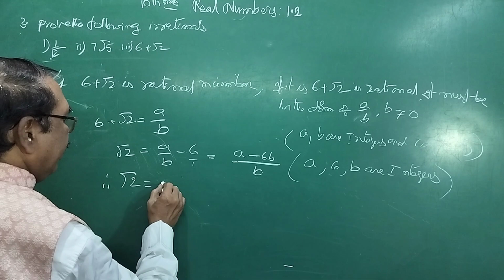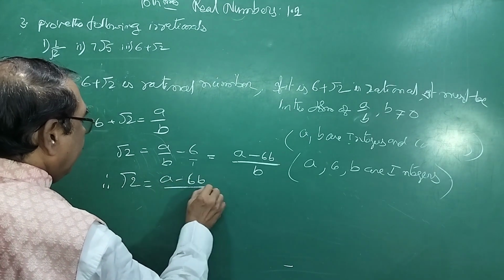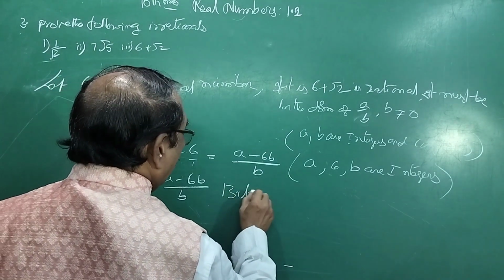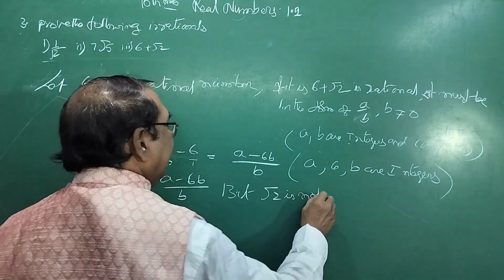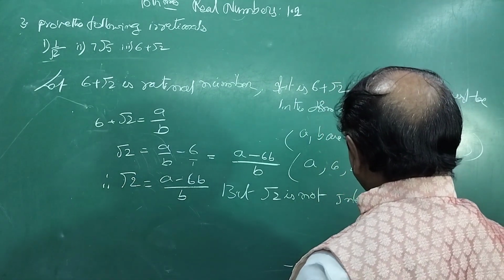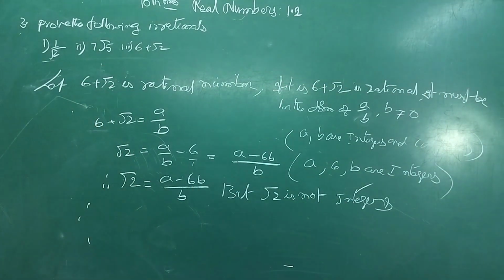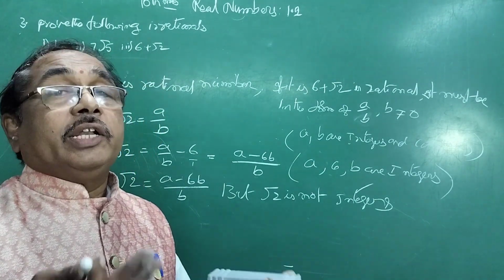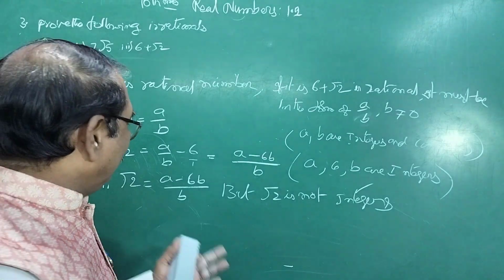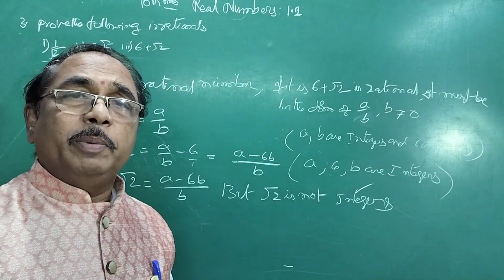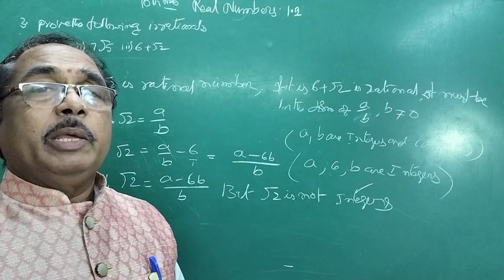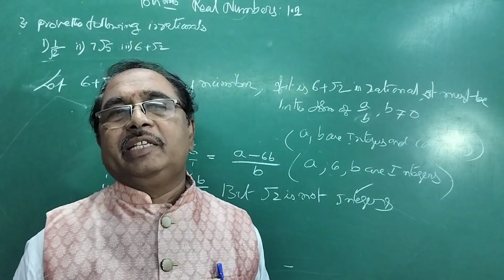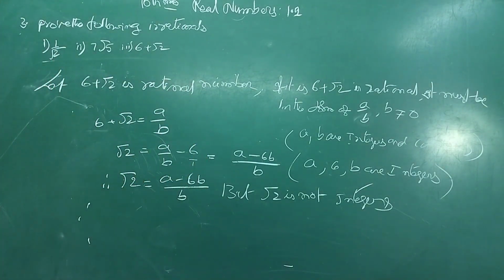Therefore, root 2 is equal to A minus 6B by 2. But root 2 is not an integer. Therefore, our assumption is contradictory to the fact. What is the fact? It must be that A by B are coprimes and A, B are integers. But we do not find any root 2 in the integers. Is it not? So root 2 is not an integer.